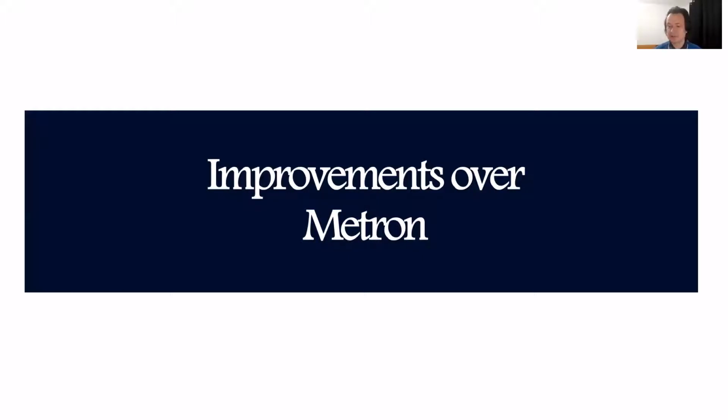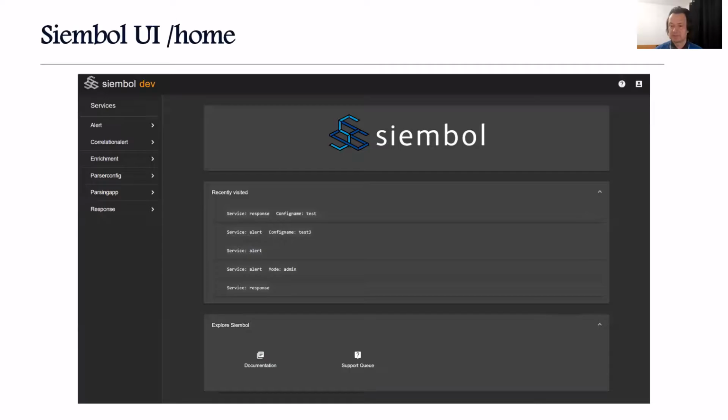If we would like to scale to thousands of configurations, we need configuration management with a clean separation of duties. It should support validation and testing of configurations before they are deployed into production. This is a screenshot of the Siembol UI landing page. The list of services is based on user permissions and authorization. One Siembol UI deployment allows multiple service instances of the same type to be used by different teams and users.